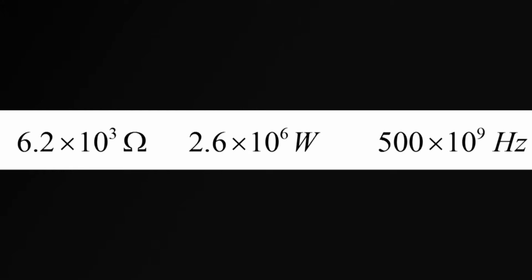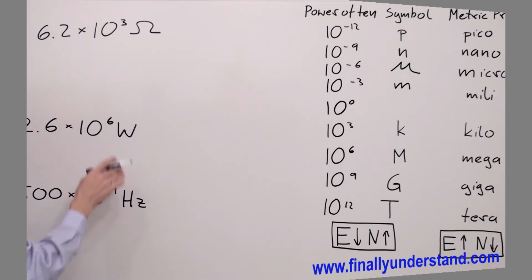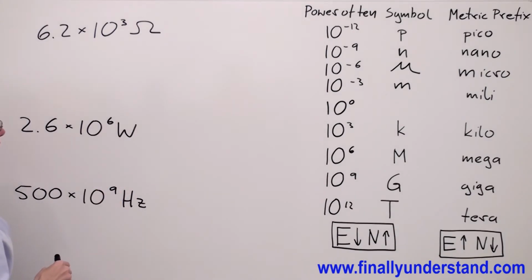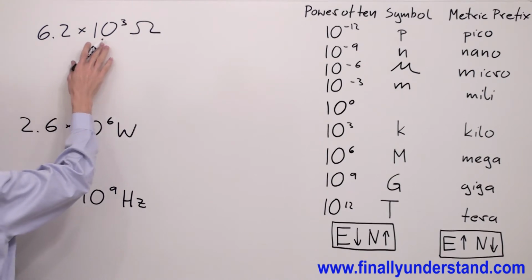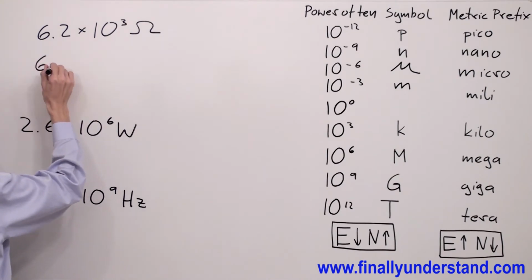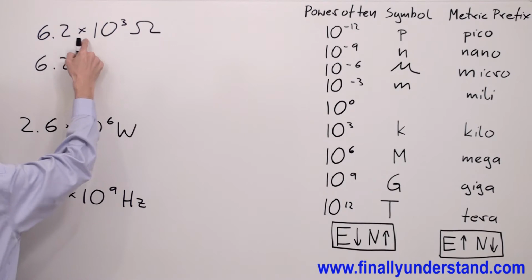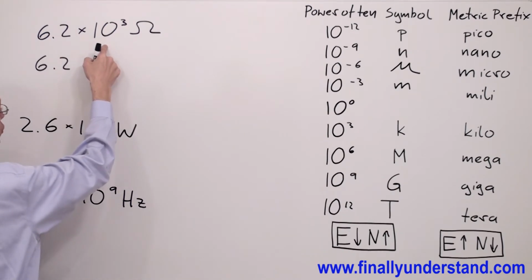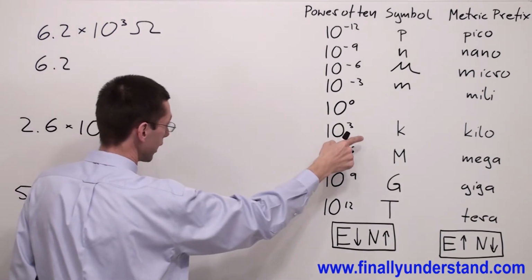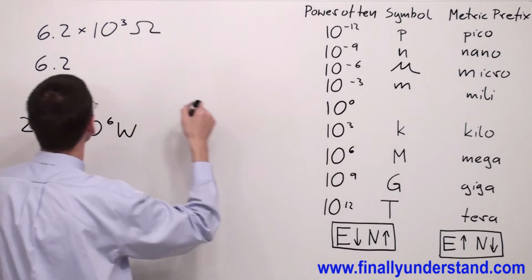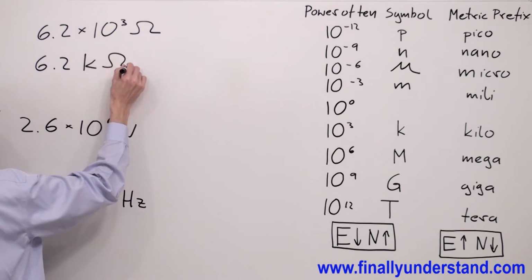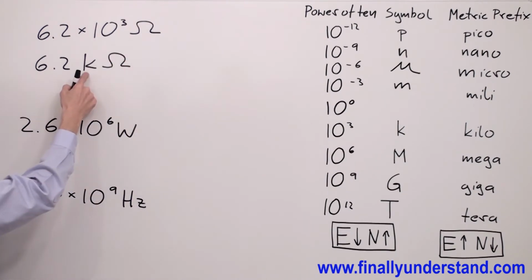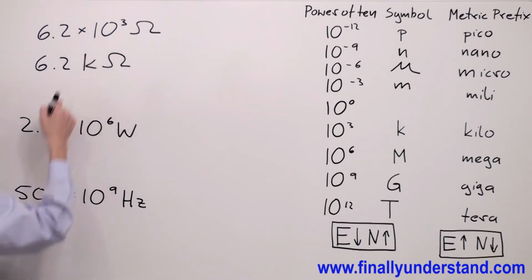Let's take a look at these examples. We're supposed to replace the powers of 10 by the proper symbols of metric prefixes. I have 6.2 times 10 to the third. 6.2 and times 10 to the third, I'm going to replace by letter K, lowercase letter K, kilo ohms. This means exactly this.